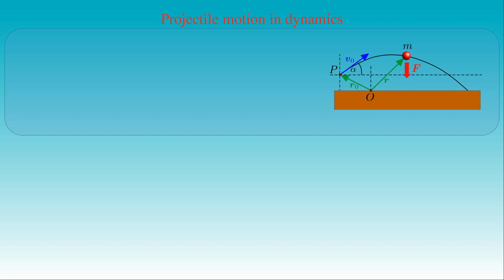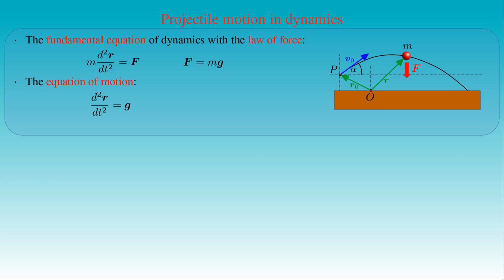The fundamental equation of dynamics for such a motion states that the mass m of the body times the second-order derivative of the position vector r with respect to the time t is equal to the gravitational force F, which is given by the mass m times the gravitational acceleration g. As a result, the equation of motion of the point mass m states that the second-order derivative of the position vector r with respect to the time t is equal to the gravitational acceleration g.